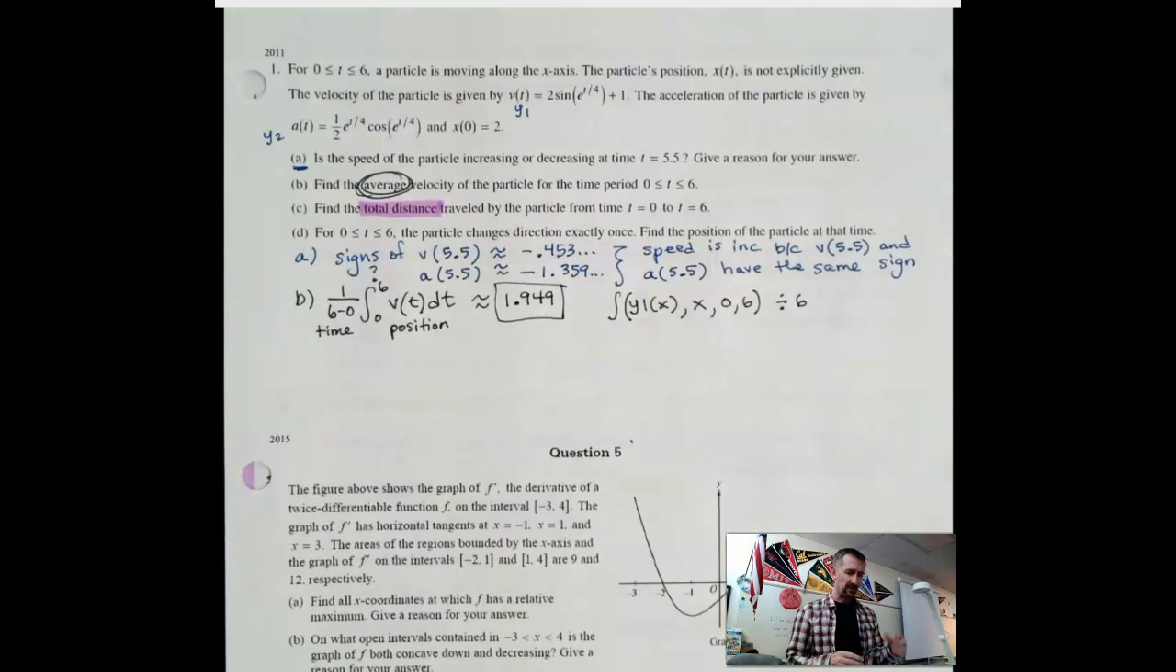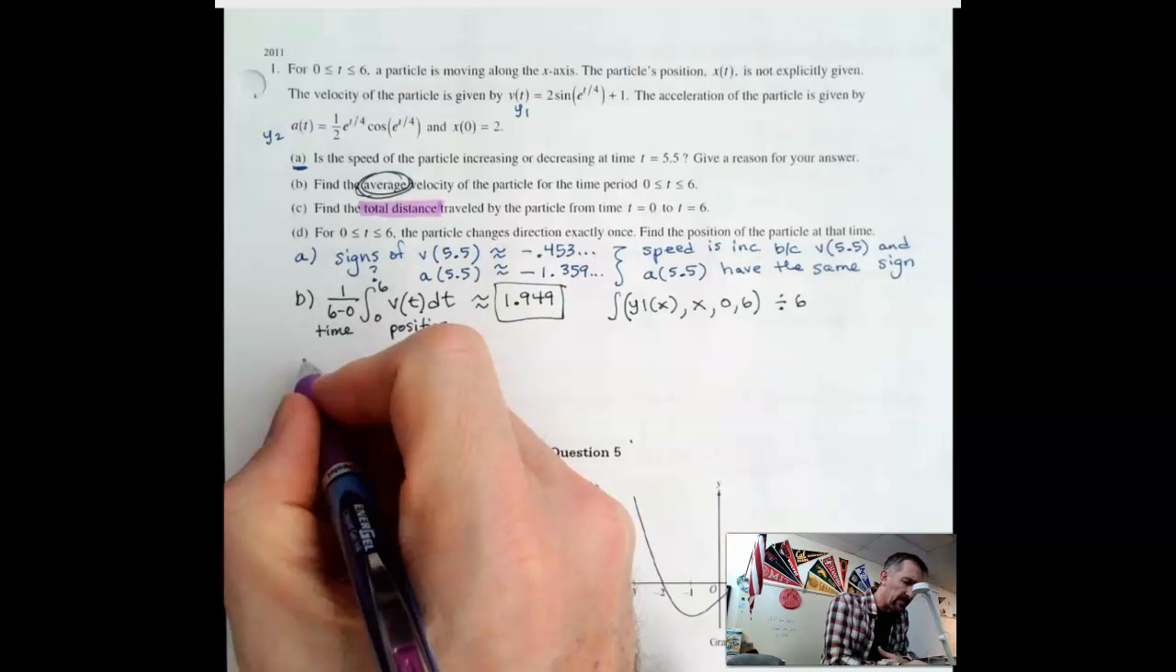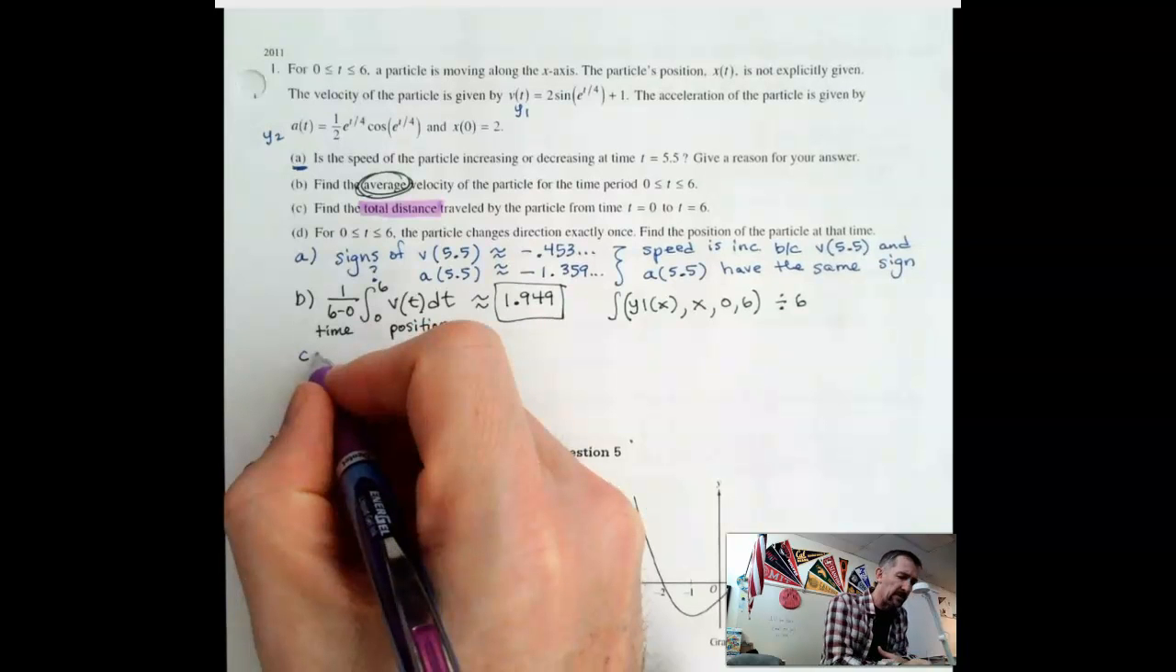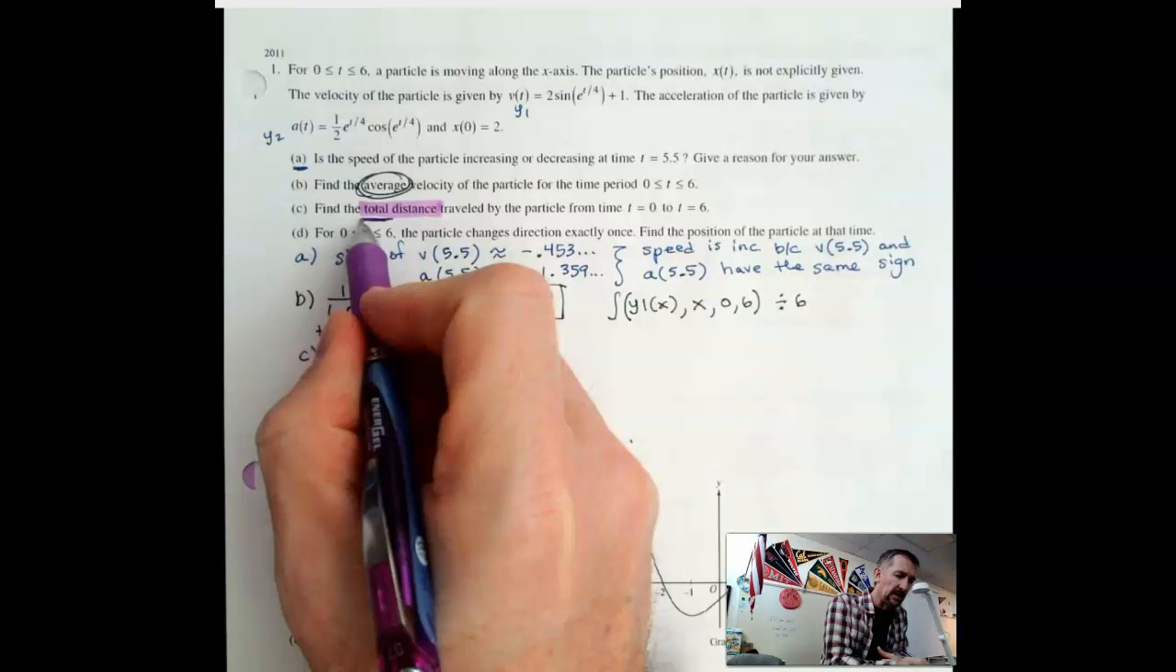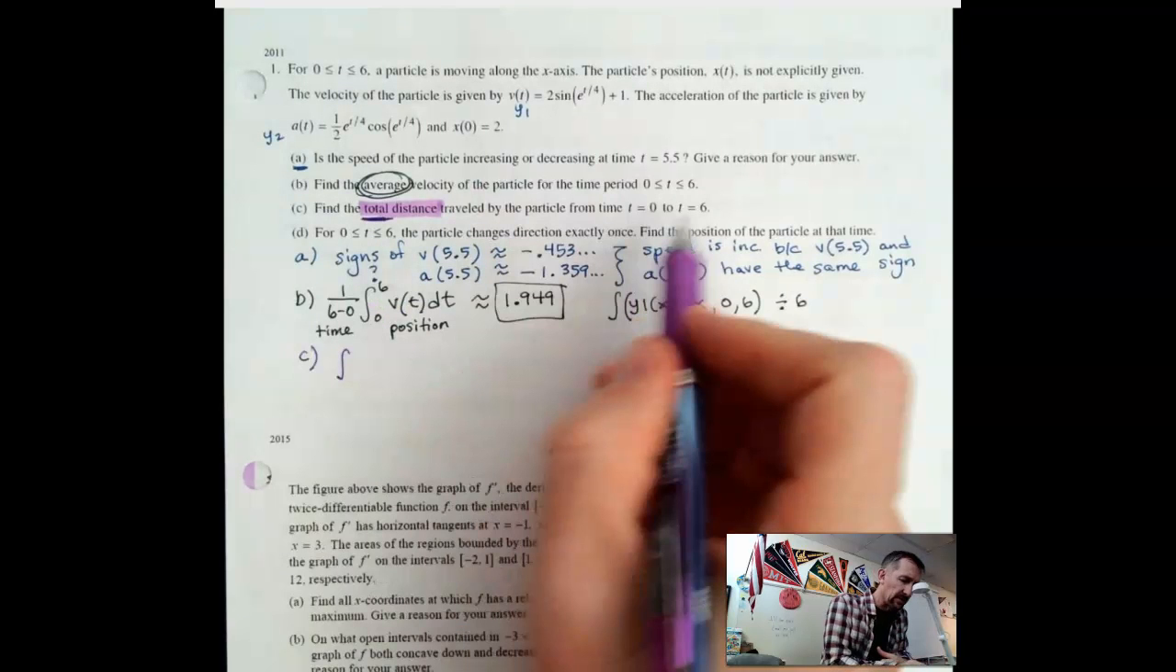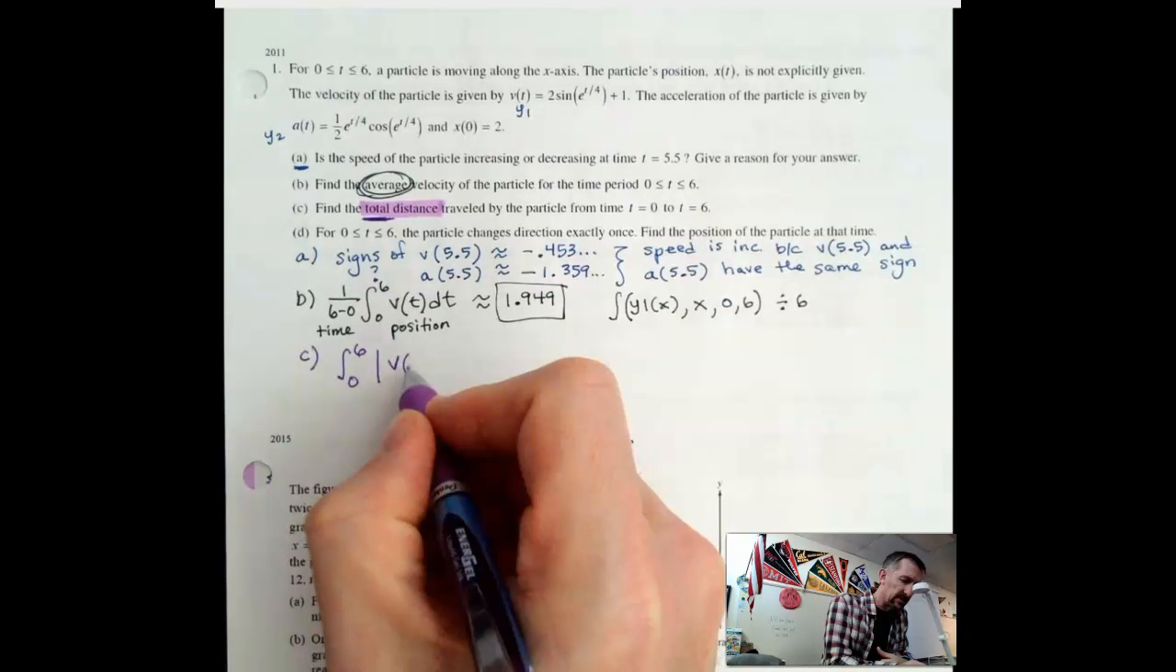Okay, so pretty nice stuff so far, actually. Now, find the total distance. I can't remember if this has come up or not. But total distance is the integral of the absolute value of velocity. So from 0 to 6, you're just going to write the absolute value of velocity there. And just writing integrals usually gets you a point. So this is probably worth a point. This is probably worth a point. So you want to get in the habit of writing those integrals down on the free response questions.